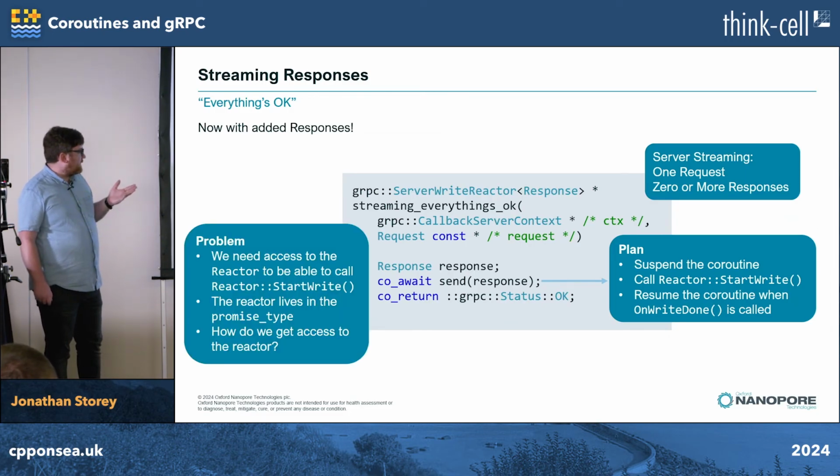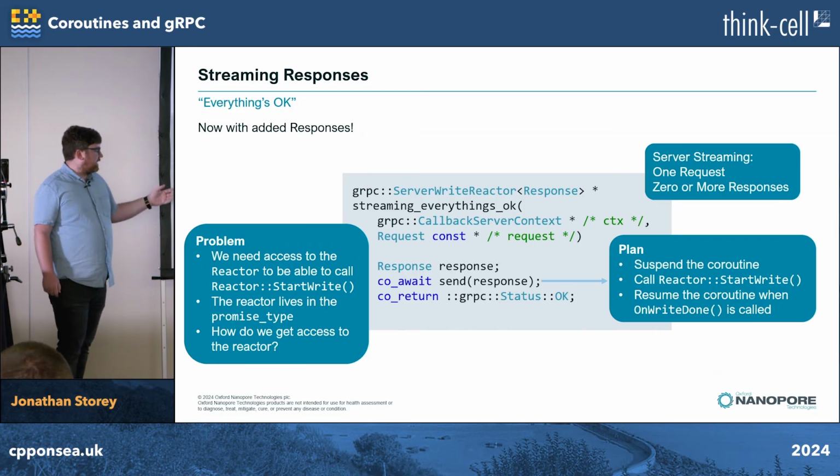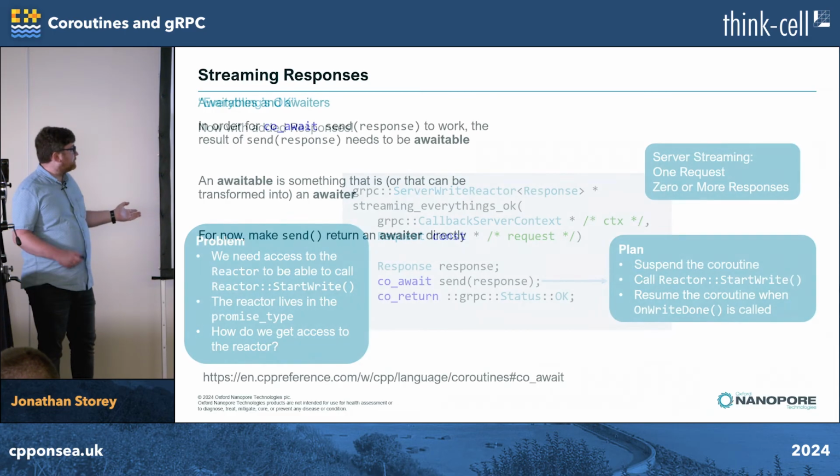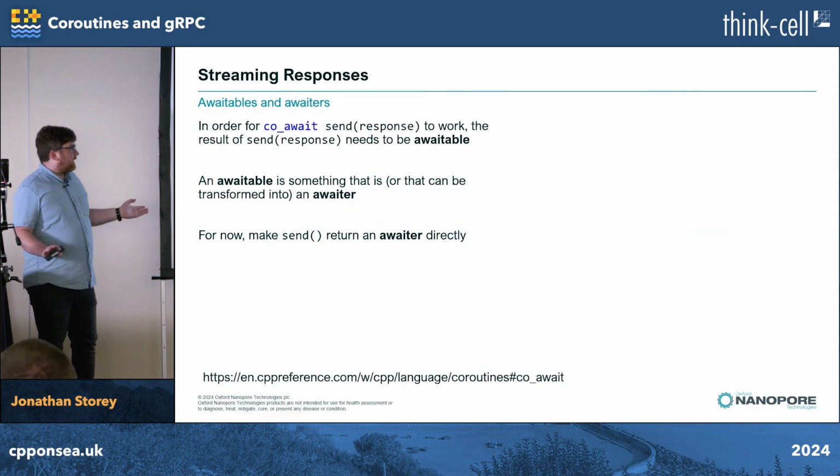There's a problem here in that we need to be able to access the reactor to call start write. But the reactor lives in the promise type. That's where we stored the pointer to the reactor we used to call finish, and we need to use that same pointer to call send. So how do we get access to the reactor? I'm going to leave that with you for a second.